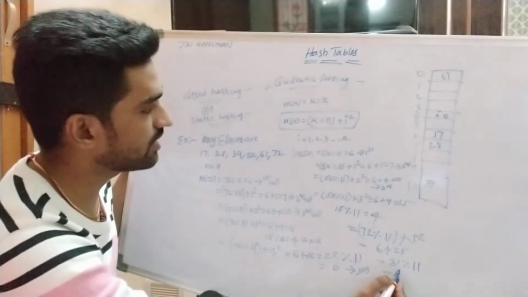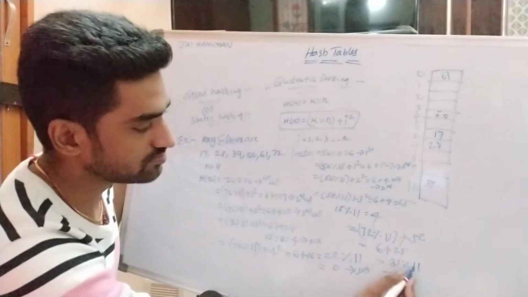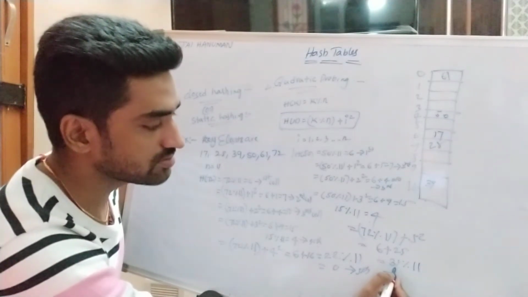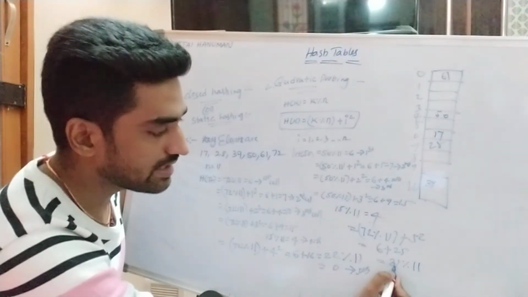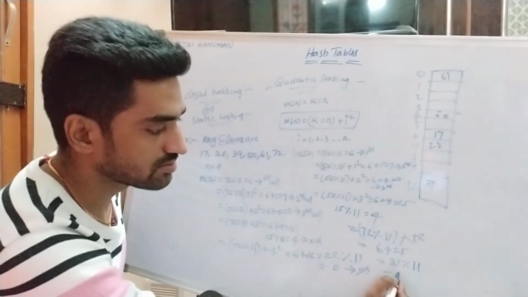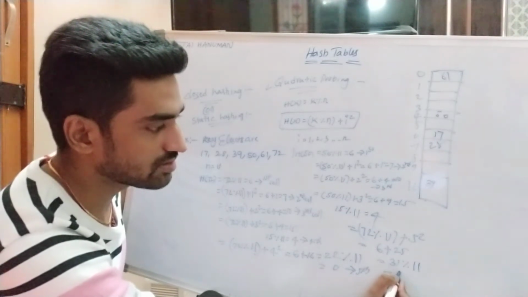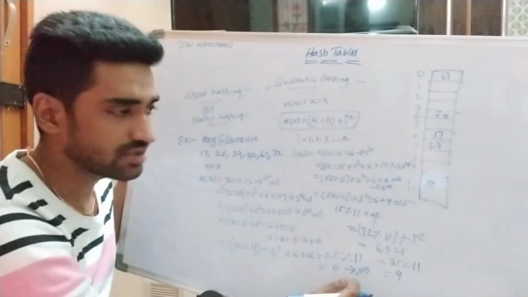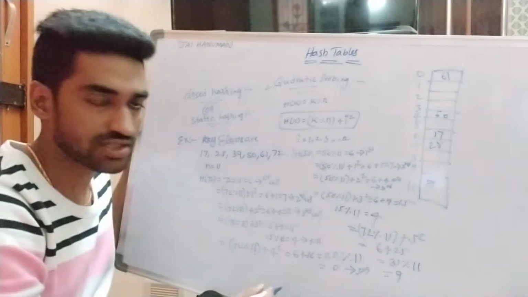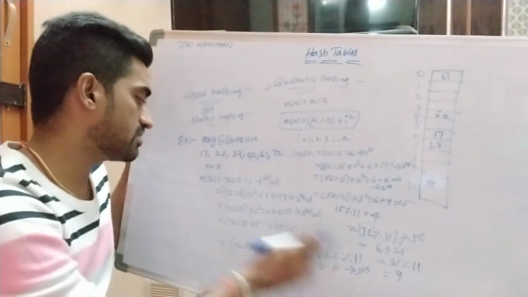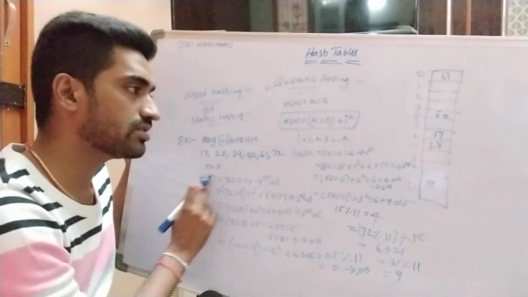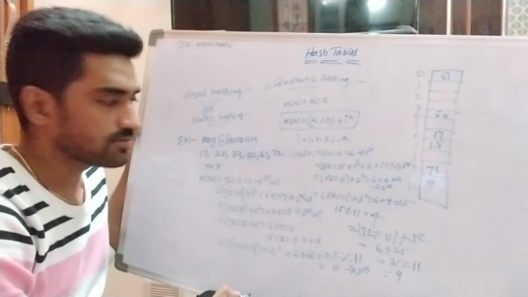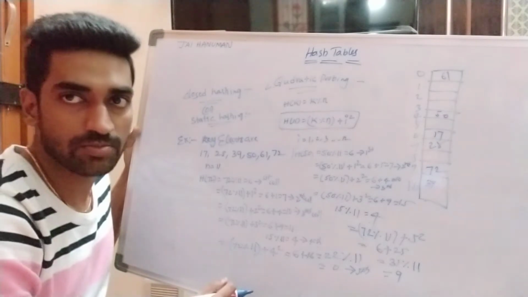31 modular division of 11 means 11 twos are 22, so the remainder is 9, right? So the 9th position is a vacant position. So that's why we are placing key element 72 at the 9th position. So this is about quadratic probing, right?